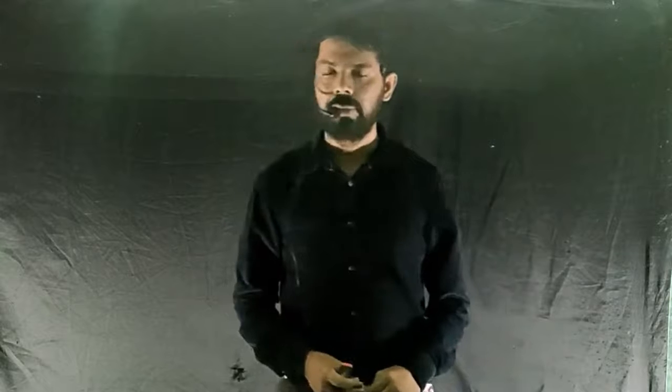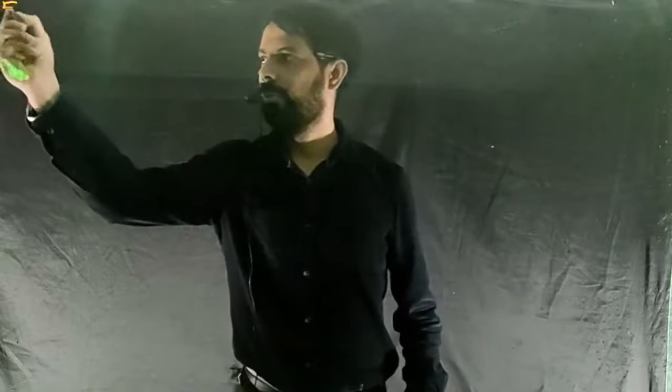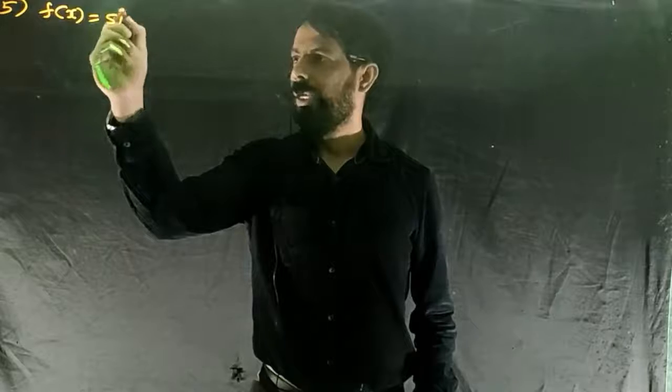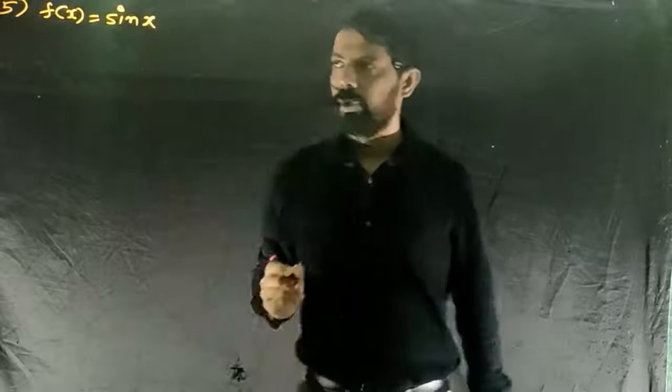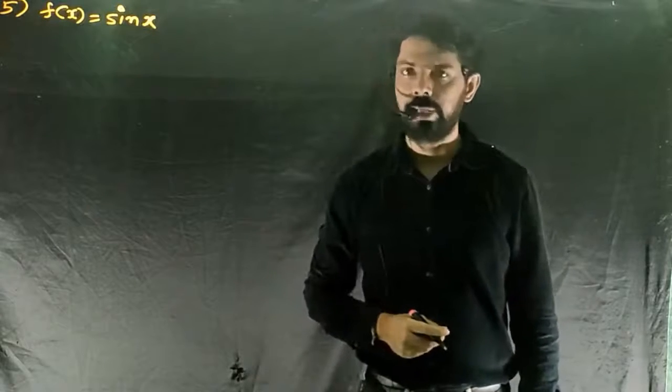So in the last lecture, we discussed the Maclaurin series for standard functions, and in that we discussed 4 standard functions. Now we will discuss another 4 standard functions. So the fifth standard function is f of x equal to sin x. Here we will have to find the Maclaurin series for f of x equal to sin x.